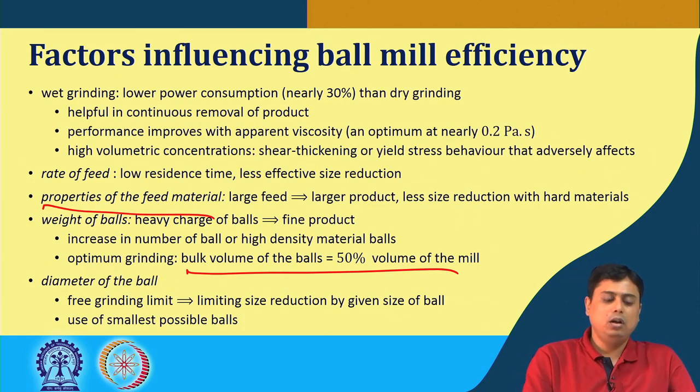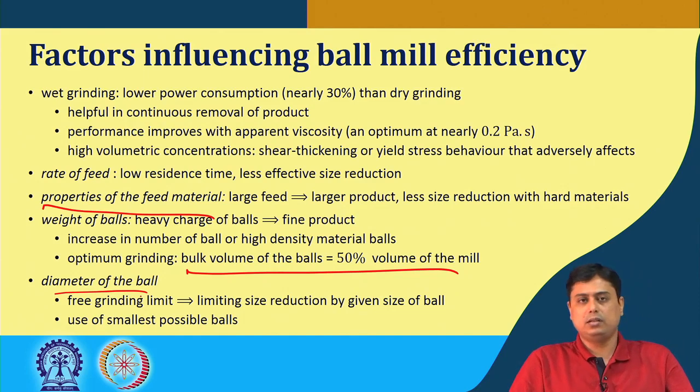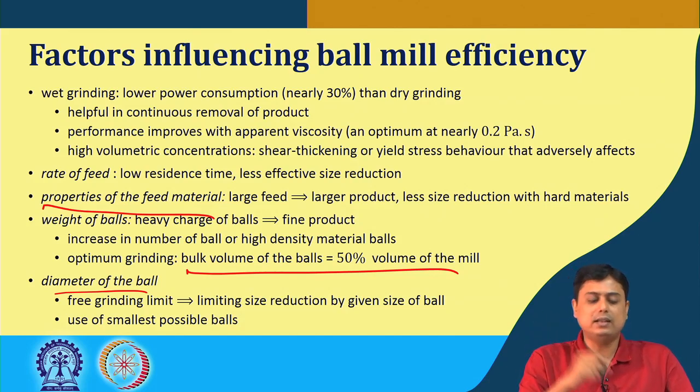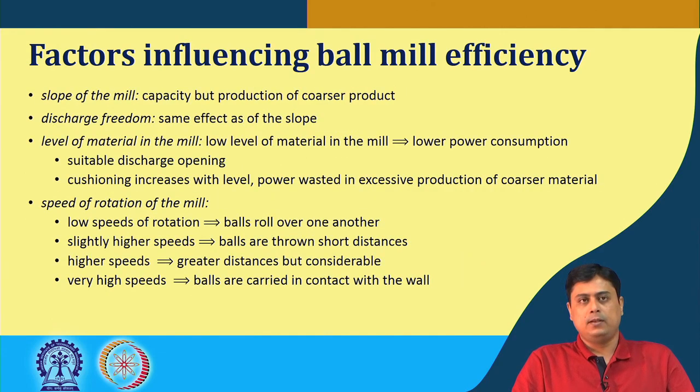The diameter of the ball is also an important parameter, because for a given size of balls there is a limitation on the size reduction ratio, that is called the free grinding limit. Attempts should be made to use the ball as small as possible. The slope of the mill, we have discussed this, that the capacity increases, but it results in the production of coarser product because the residence time goes lower.